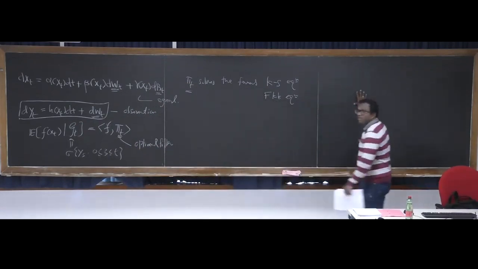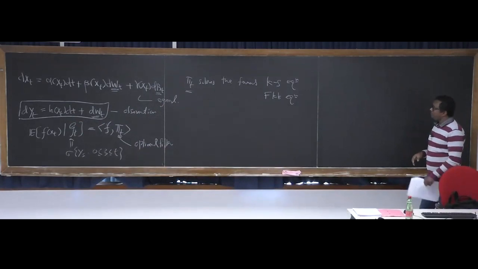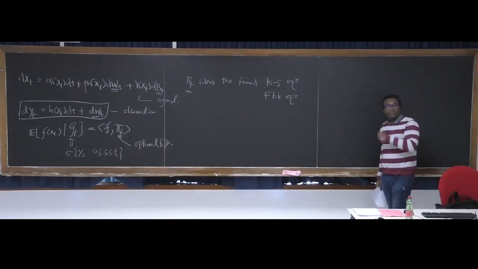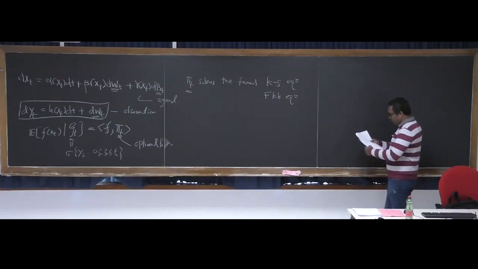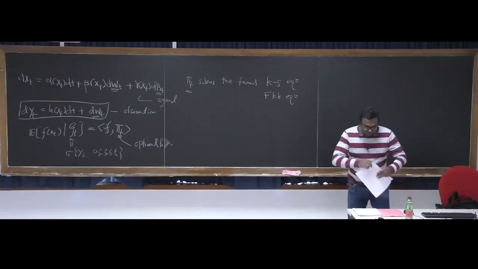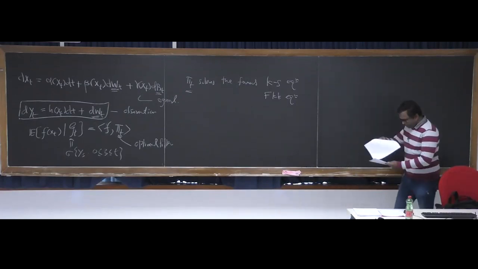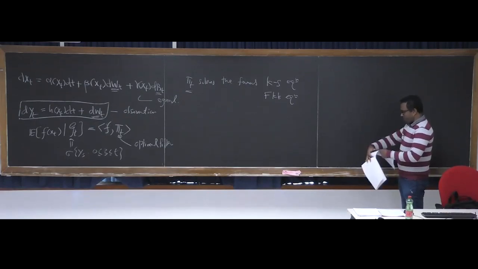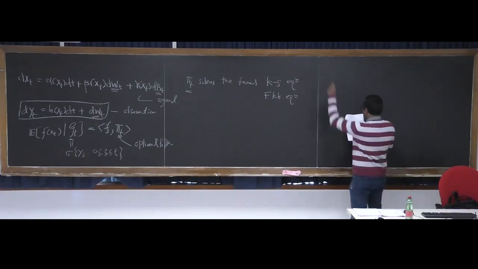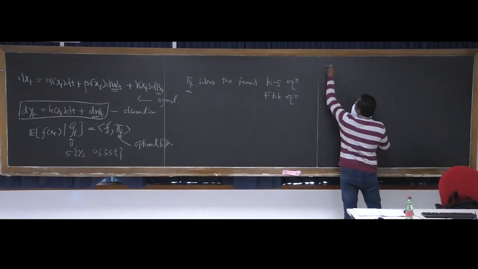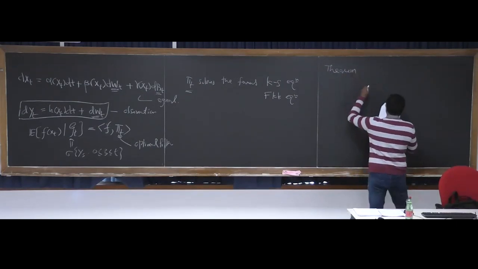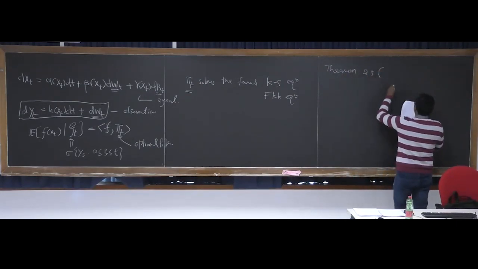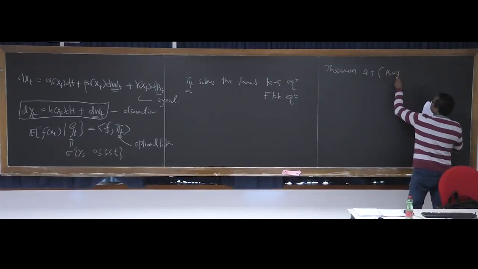Let's continue the second lecture from here onwards. At the end of the last lecture, we stated the Bayes theorem. Let me first prove that theorem and then we can continue with the rest of the discussion. Let me again state the Bayes theorem quickly. Theorem 2.5, Bayes formula.